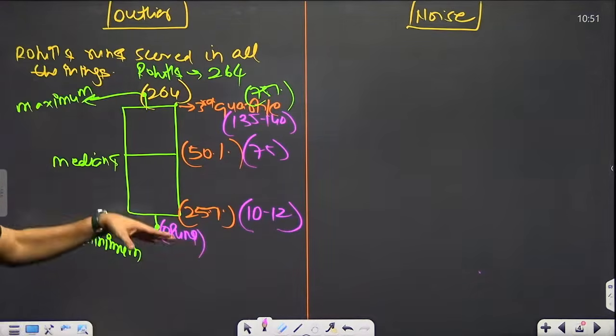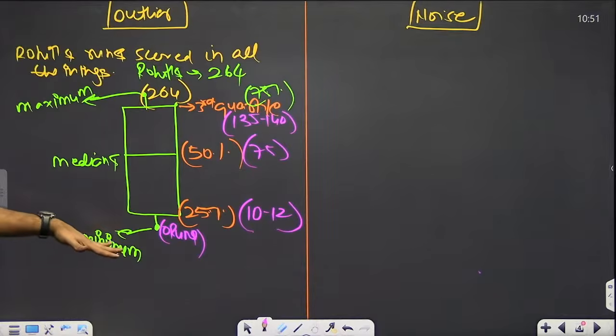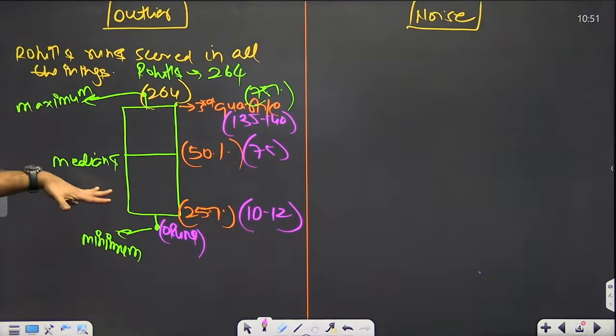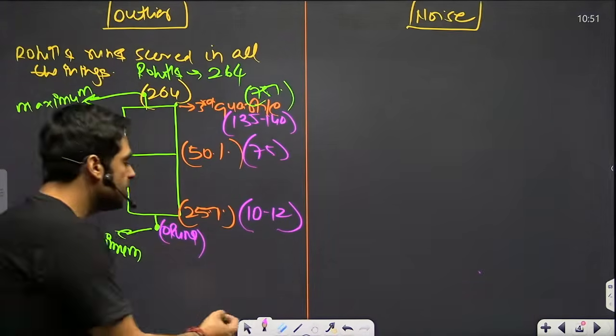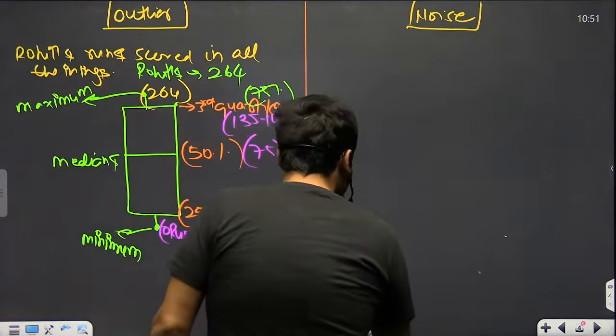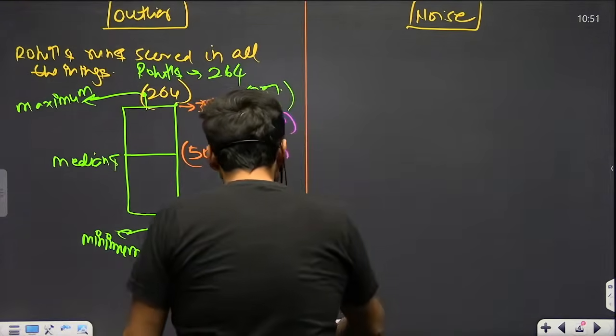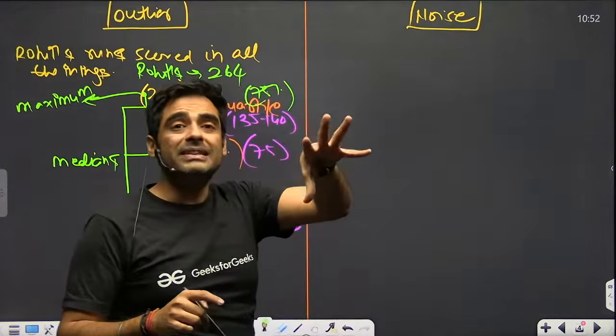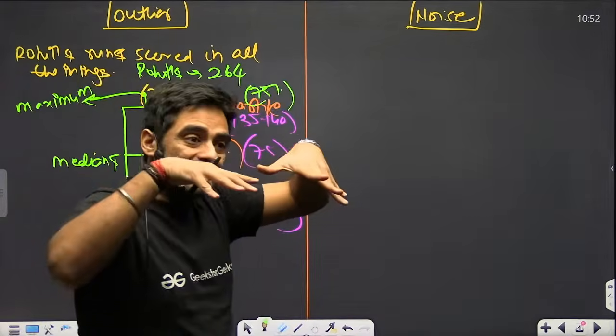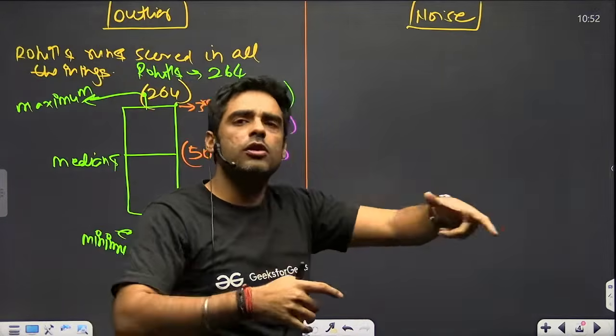Okay, so this is how the outliers are actually treated. And what is noise? Noise in the data is the deviation from the trend which is observed for a short duration or for a long duration of time.